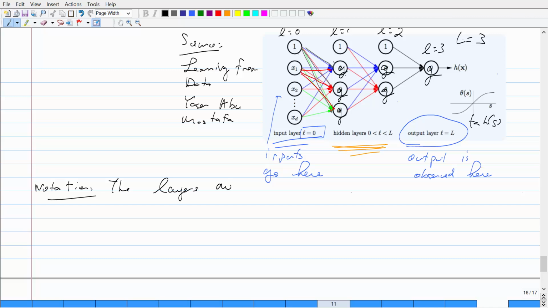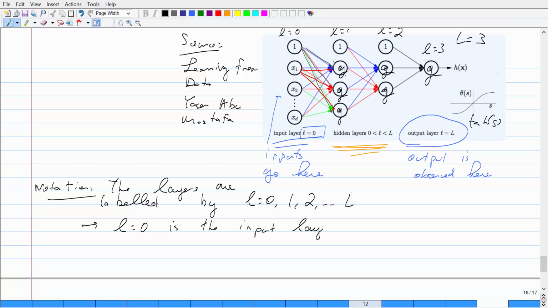So the layers are labeled. Okay, let me just write down some notation and then we'll take a break. So labeled by L is equal to 0, 1, 2, all the way up to L, okay? The first layer, which is layer 0, is what's known as the input layer. Okay? So this is where the inputs come from.